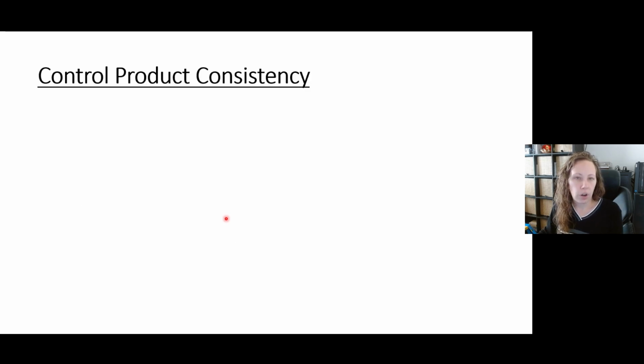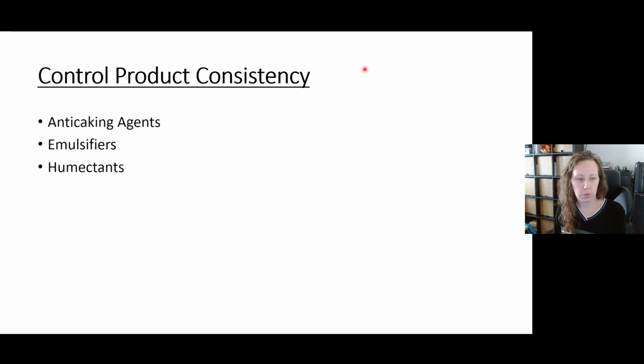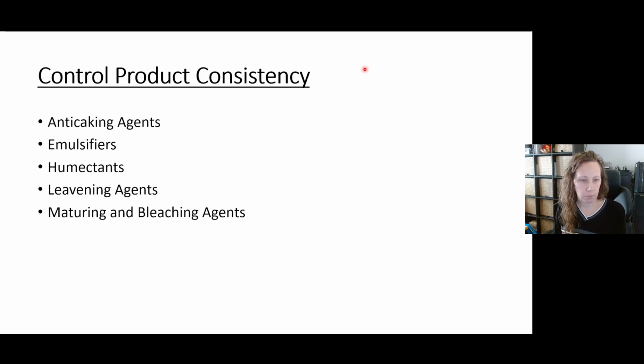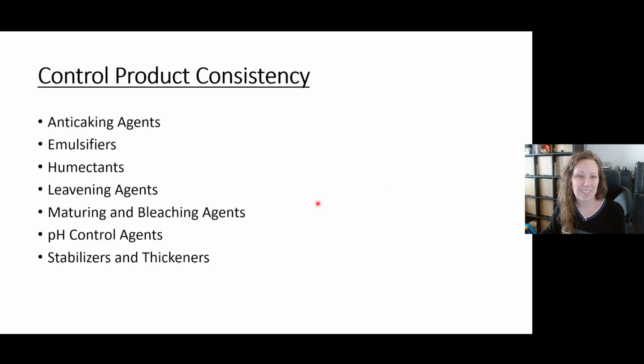So now our third major function of food additives. Okay, I have this bolded to show you now we're in the big category, big heading of food additive functions. And our subcategories here is a long list, okay? We have anti-caking agents, emulsifiers, humectants, leavening agents, maturing and bleaching agents, pH control agents, stabilizers, and thickeners. I've made this slide here for you just so you have this whole list in one place to help you out with studying.